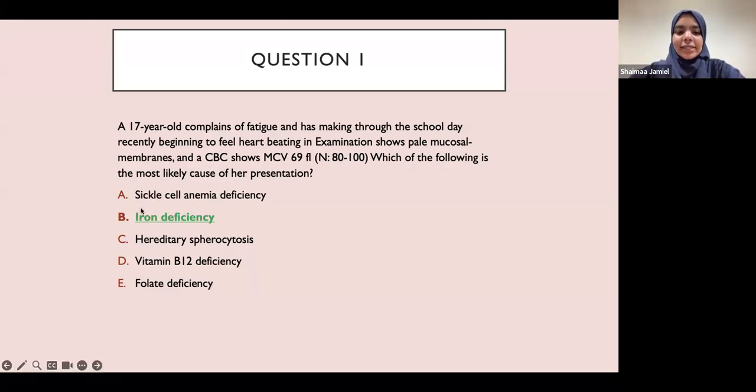Okay, so here the answer is iron deficiency anemia, mainly because it's really the more common anemia in teenagers, adolescents and children. It's a very common anemia.